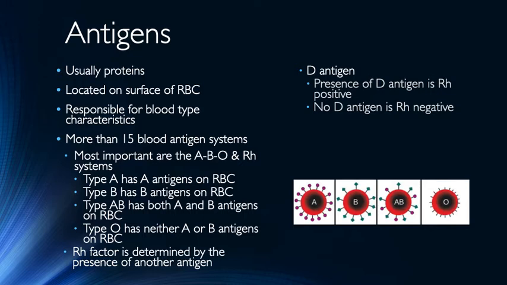The RH factor is determined by another antigen, and we refer to this as the D antigen. And this is either present or it's not present. This is where we get our positive and negative from. So if somebody has the D antigen on their blood cells, they're referred to as RH positive. If they don't, then they're RH negative.